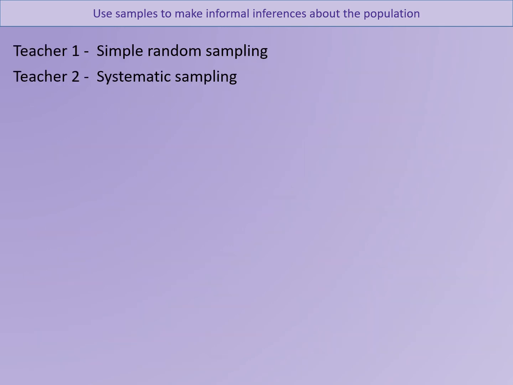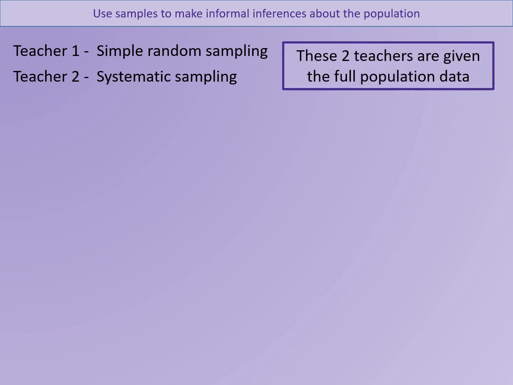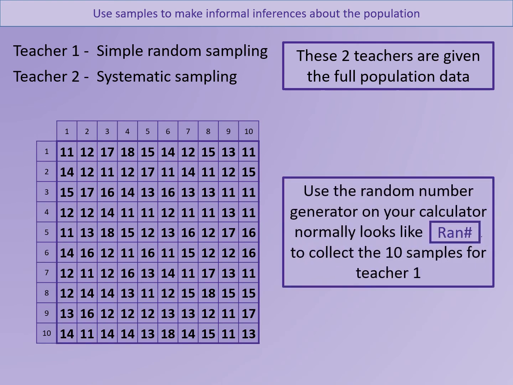Okay, so for teacher 1 and teacher 2, remember teacher 1 is doing a simple random sample and teacher 2 is doing a systematic sample. What they will need is access to the whole of the population data. So here are the 100 ages of the 100 students who are at the school. We're not interested in what ability group they are in, just the ages of all 100 students. And to collect our simple random sample, we're going to need to use the random number generator on our calculator, which usually looks like this, as you can see on the right hand side.